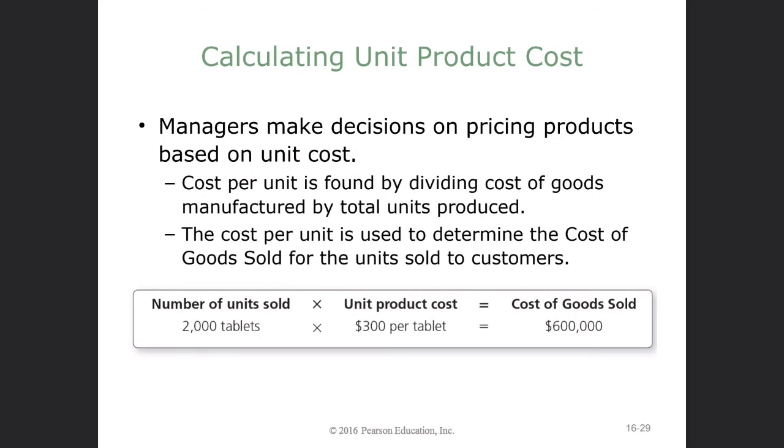So we see here we have this example. We sold 2,000 tablets. The cost per tablet was $300. So the cost of goods sold is $600,000. So the number of units sold times the product cost per unit equals the cost of goods sold.